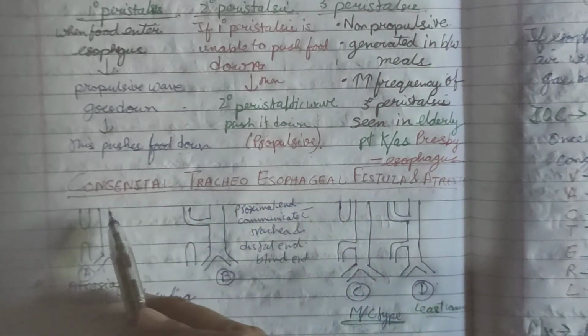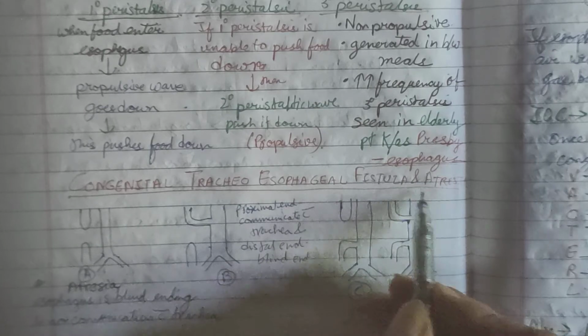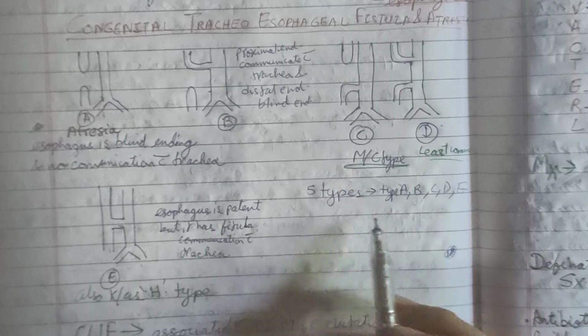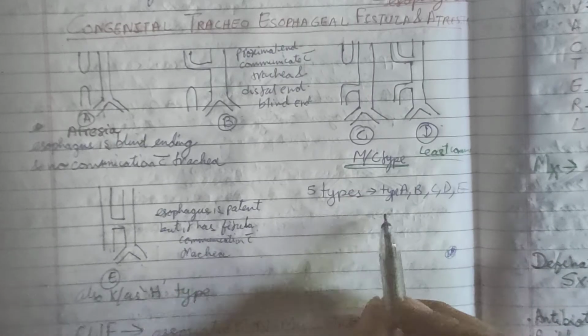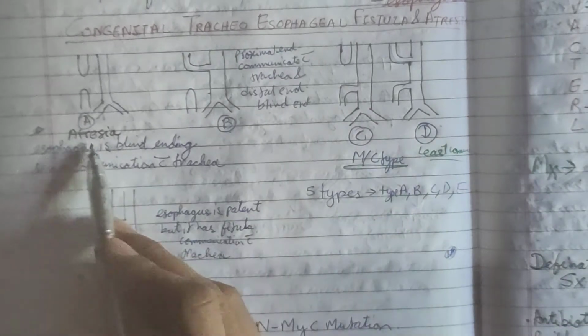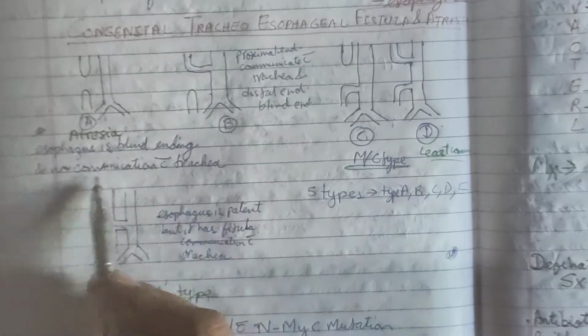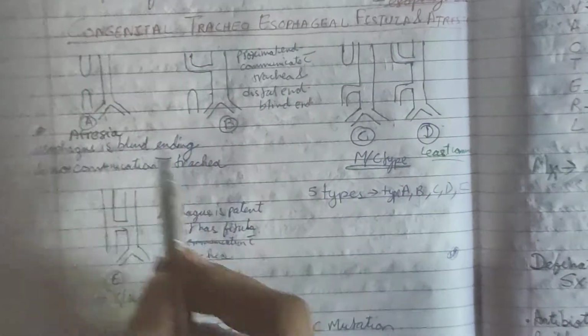Now let's learn about congenital tracheoesophageal fistula and atresia. It is mainly of 5 types: type A, B, C, D and E. In type A, the atresia type, the esophagus is blind ending with no communication with the trachea. In type B, the proximal end communicates with the trachea and the distal end is a blind end.